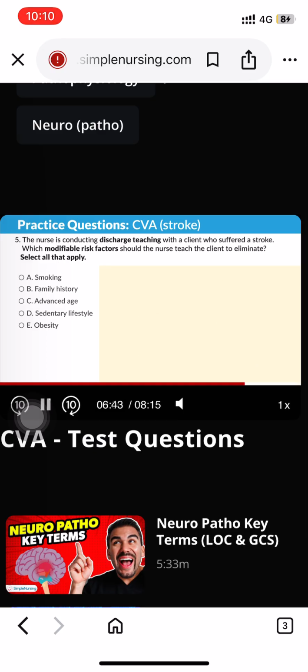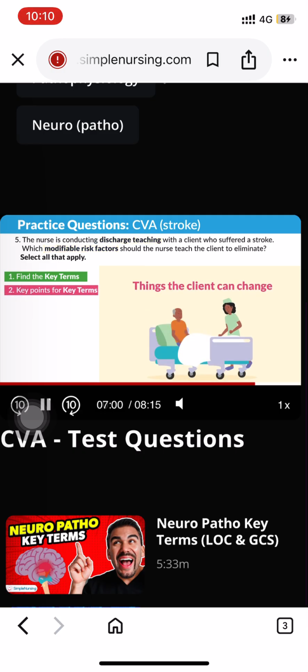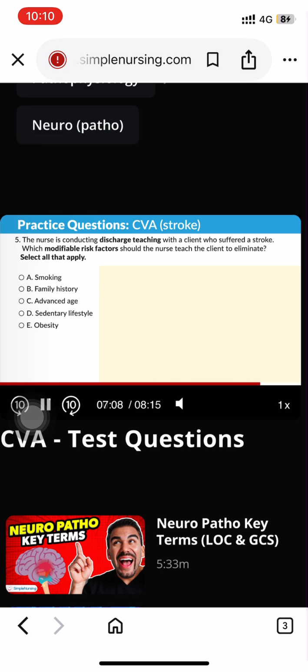Okay, let's break it down following the question breakdown strategy. So first, look at the key terms in the question here. The question states discharge teaching after a stroke, specifically looking for modifiable risk factors to eliminate. Now, number 2, think of a few things you know about those key terms. So remember, modifiable risk factors are things the client can change. Now, let's look at the options.